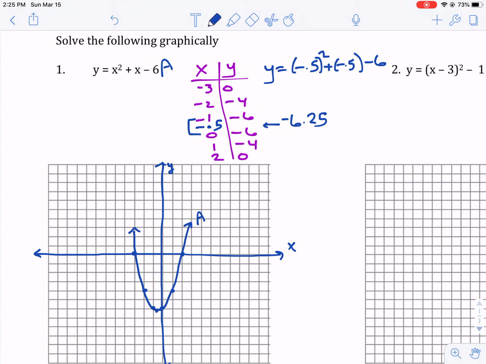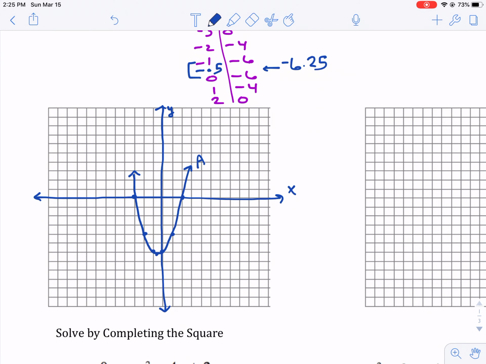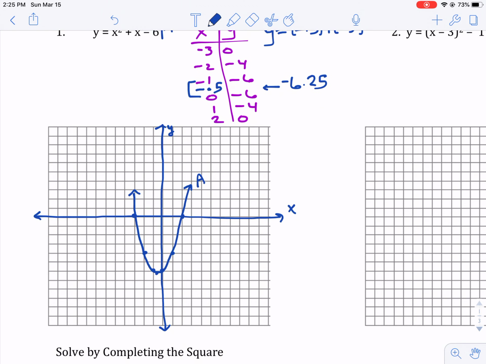Now it said solve graphically, and I've drawn the graph, and that's great, except that I haven't actually answered the question yet. Solve means I need to find the roots, and the roots are where it crosses the x-axis. So I'm going to write down -3, and I'm going to write down a 2, and I'm going to put a box around my answer because those are the roots.